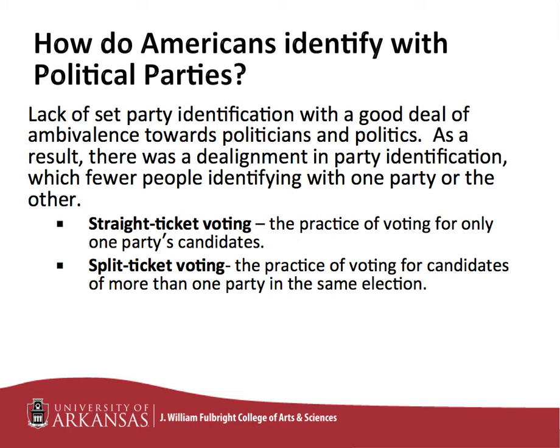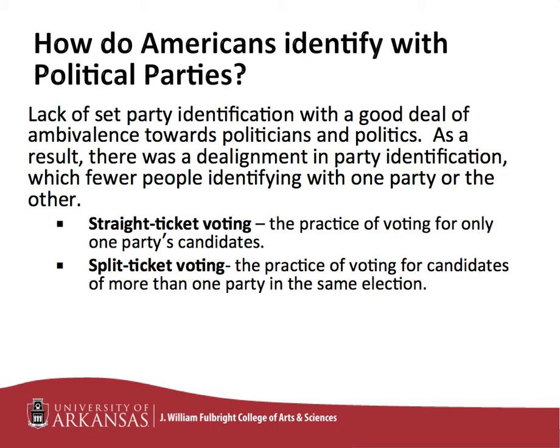So, the next question is, how do Americans identify with their political parties? With a lack of a set political identification, there's a good deal of ambivalence towards politicians and politics. So the question is how many people are strong identifiers with the political parties and how many are not? And what we saw in the previous segment is that there has been a de-alignment, although there has indeed been a realignment in party identification.